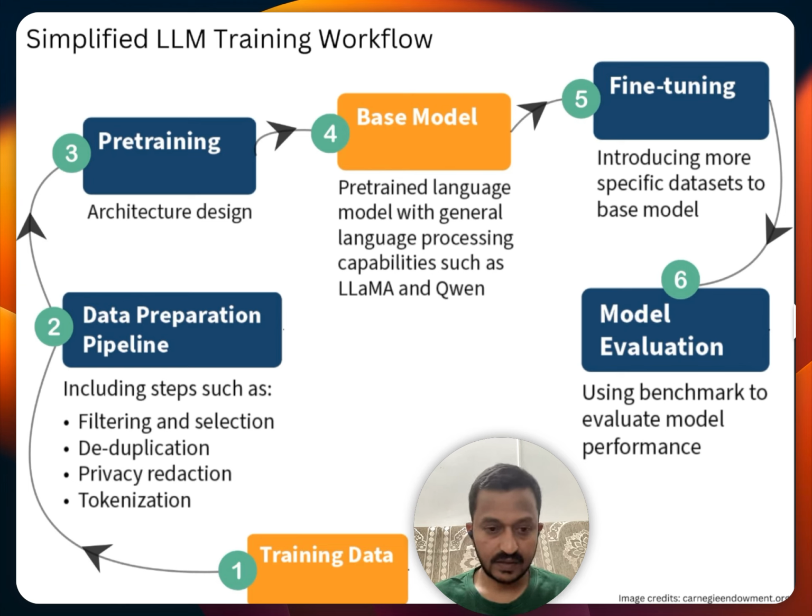So the first step is all about the training data. The training data is gathered. It can be anything that is found on the internet, right? Wikipedia pages, YouTube videos, the PDF files that are found online, and any data to train the model. That is the first step.